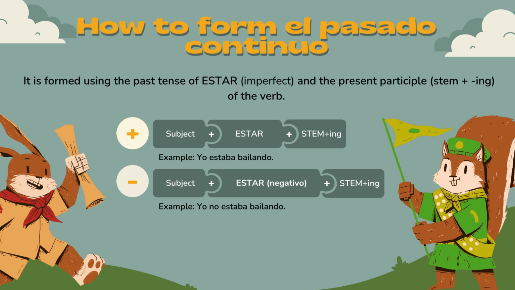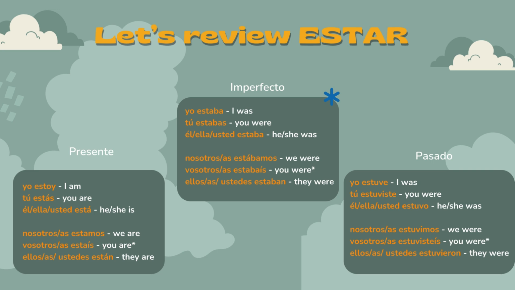Now, if you want to tell someone that you were not doing something, which is that negative sentence, you just simply add the no in front of the estar. So you still have your subject, insert the no in front of estar, then we have our estar in imperfect tense, then we add our stem and our ing or our present participle, and there you have it. The example reads, Yo no estaba bailando. Pretty simple.